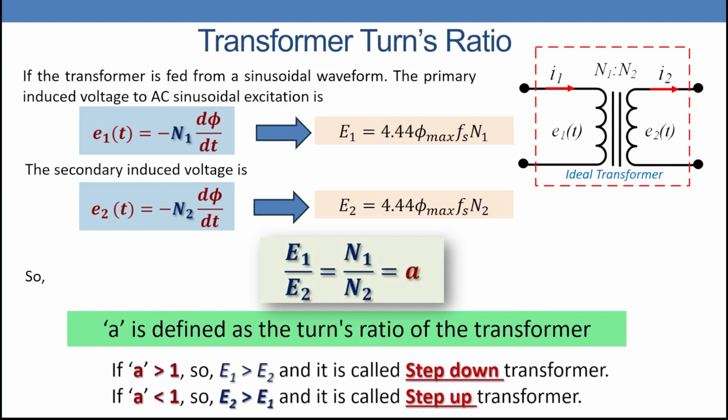If A is more than 1, E1 is more than E2, and we call this transformer a step-down transformer. If A is lower than 1, E2 is more than E1, and in this case, that one is called a step-up transformer. So now we know the relation between the voltages and the turns ratio.